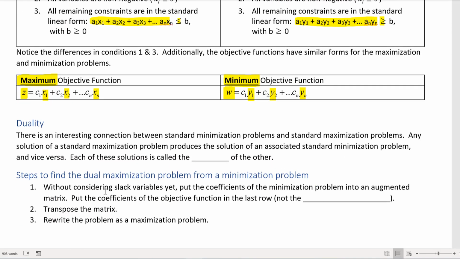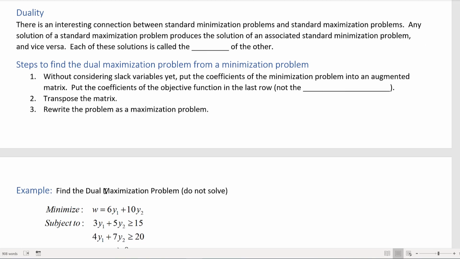Next, we're going to be talking about duality. There's an interesting connection between standard minimization problems and standard maximization problems. It turns out that any solution of a standard maximization problem produces the solution of an associated standard minimization problem, and vice versa. Each of these solutions is called a dual of the other.